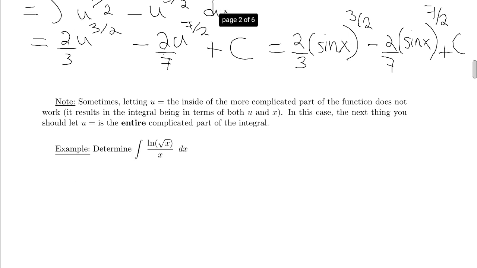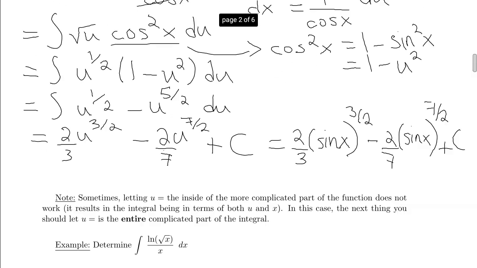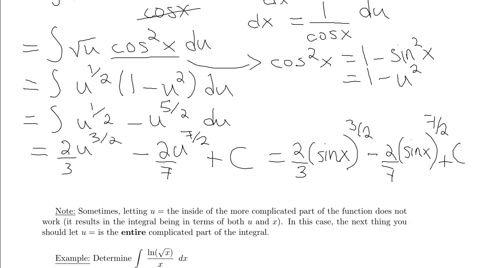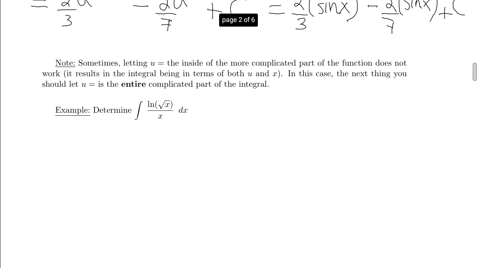Okay. Now the next note is that sometimes if you let u equal the inside of the more complicated part of the function, it's not going to work. What's going to happen is you're going to have an integral that is in terms of u and x, and you're not going to be able to do the trick that we were able to do up here, where we could rewrite this cosine squared in terms of sine. So sometimes your choice of u is not going to work.